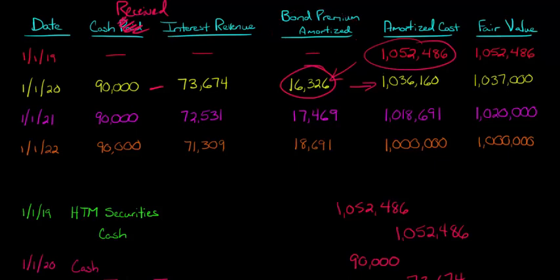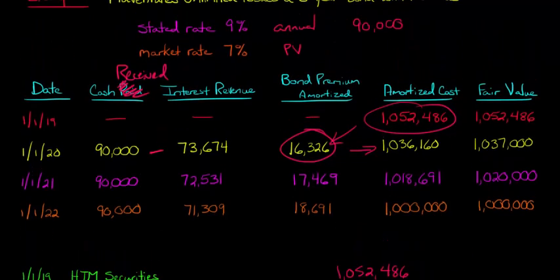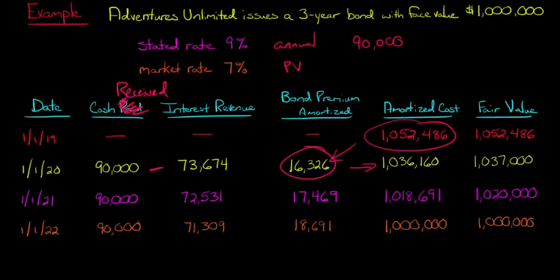Just a quick review: if you're wondering where I came up with the $73,674 for interest revenue in the period, what I did was take the amortized cost of the bond, $1,052,486, and multiply it by the market rate of interest of 7%, and that gives us our interest revenue of $73,674. Then we take the difference between that and the cash that we received, and that's the amount of the bond premium that we amortize. That amortized premium we're just slowly taking from the amortized cost, each time we subtract the amount that we amortize.